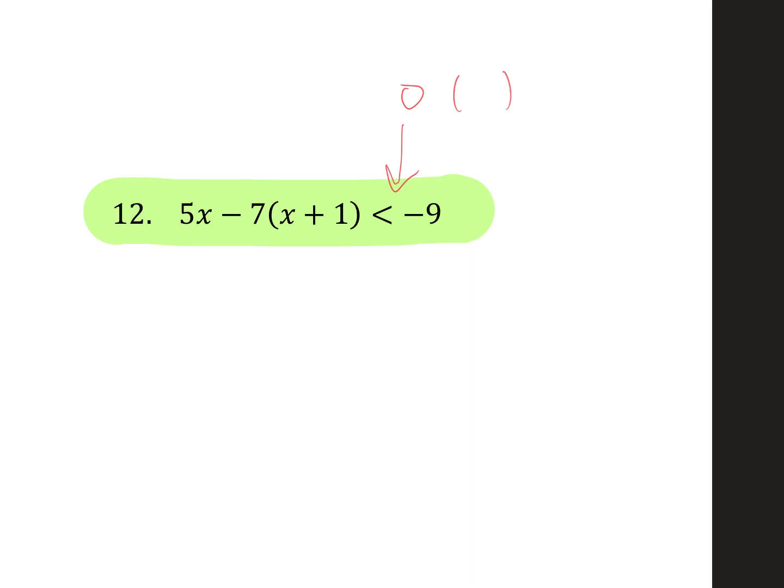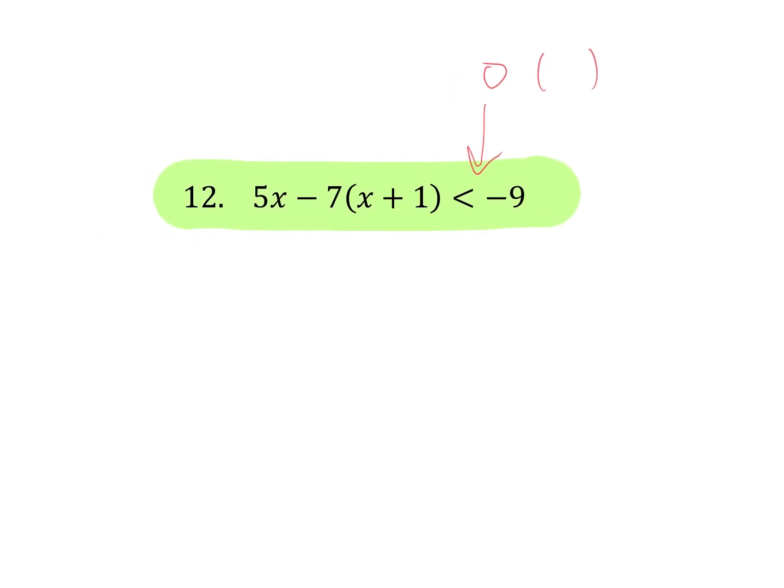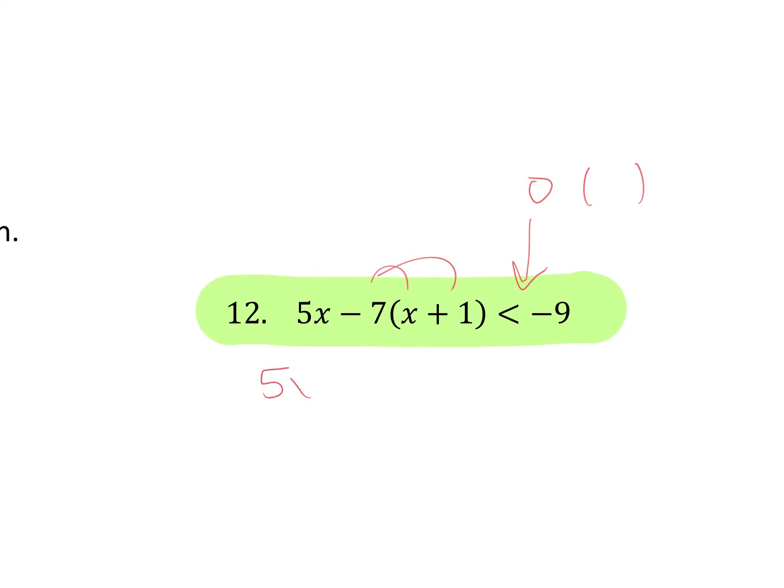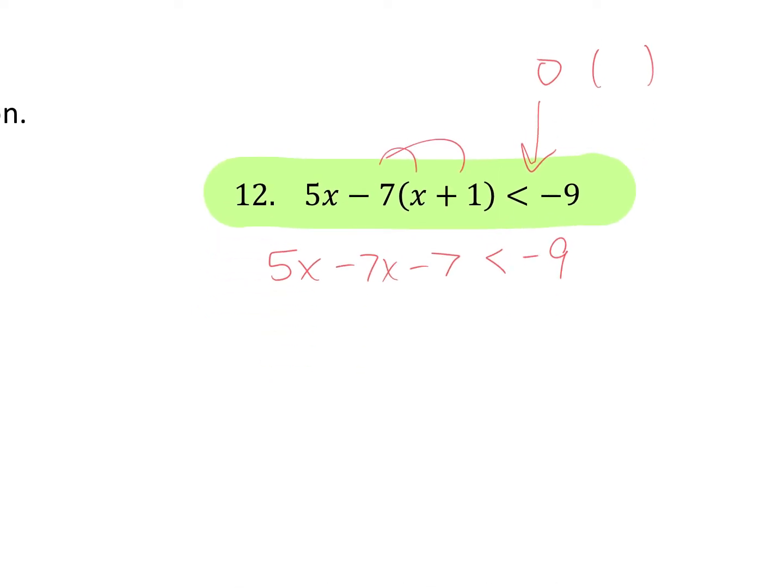So now we're just going to solve this like we normally would. We're going to move all of our x's to the left and keep our numbers on the right. When you have inequalities, you want your x's to be on the left-hand side. So I'm going to take this negative 7 and distribute it. We get 5x minus 7x minus 7 less than negative 9. Combine anything you can. 5x minus 7x is negative 2x minus 7 less than negative 9.